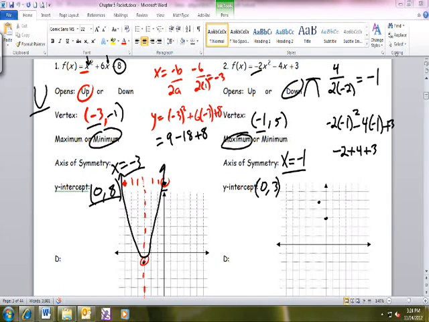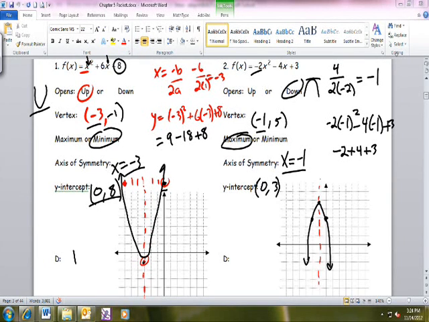Our axis of symmetry, our vertical line going through there at negative 1. We flip our point across. So this point here at our y-intercept gets flipped across the line of symmetry, and then we do our best to connect the dots. All the problems are going to follow basically the same format.